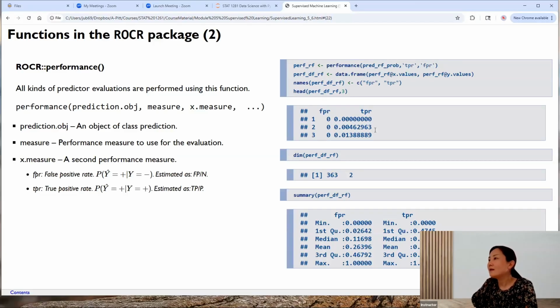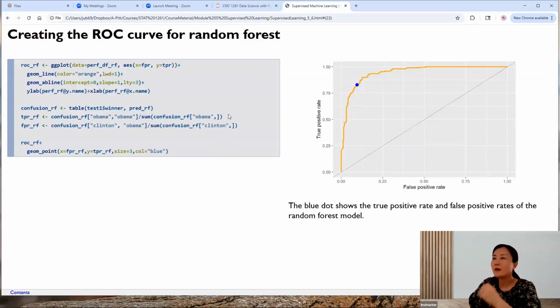Okay. And then we're almost ready. Make it a data frame and add column names, false positive, true positive. Okay, so these are the first three rows of this object. So a column of false positive rate and a column of true positive rate. So this is the X in the ROC curve. This is the Y in the ROC curve. And then let's create the ROC curve for our random forest model. It looks like this.